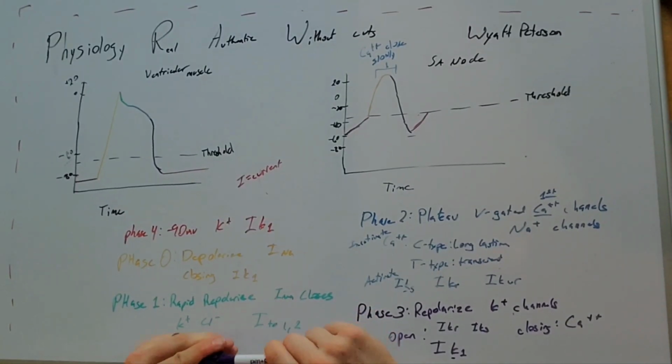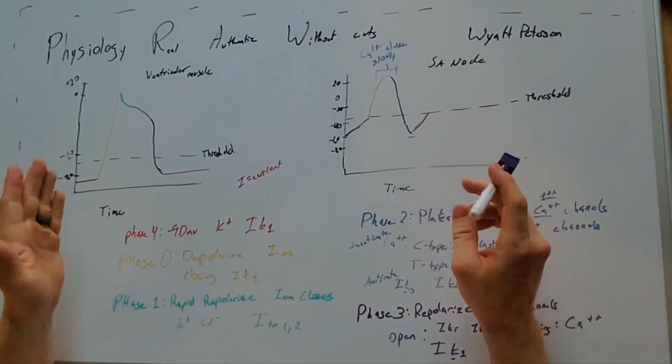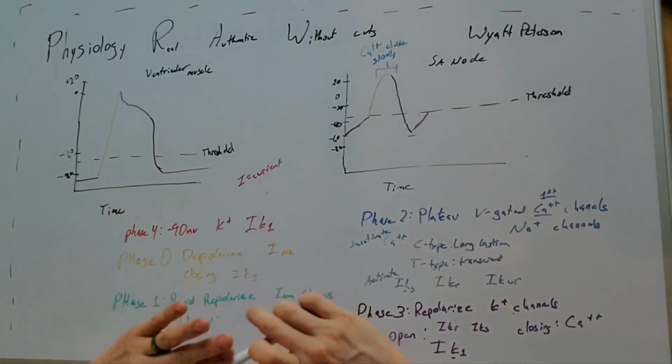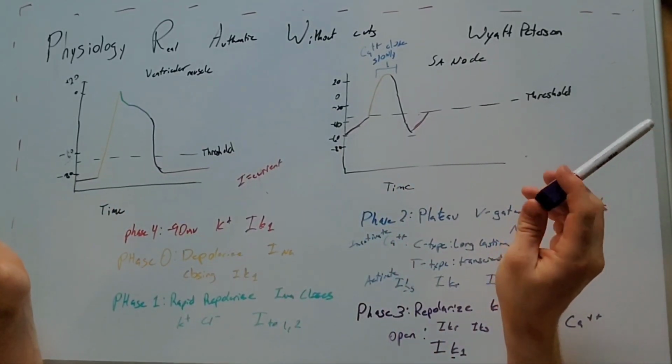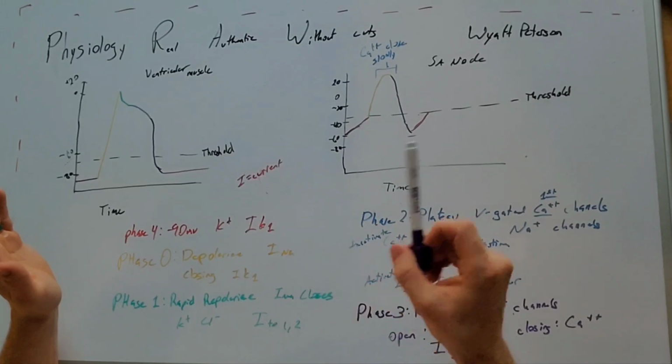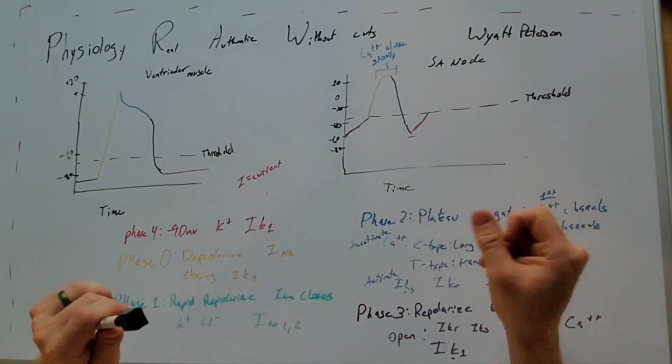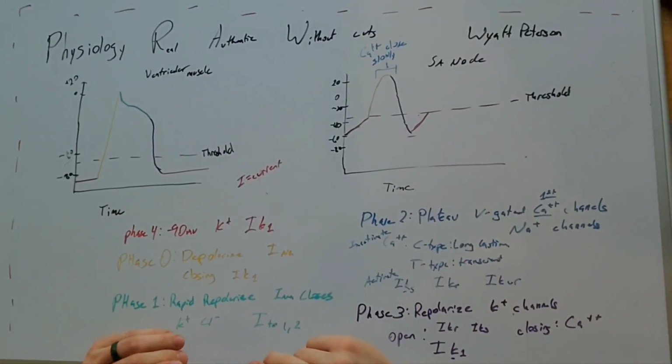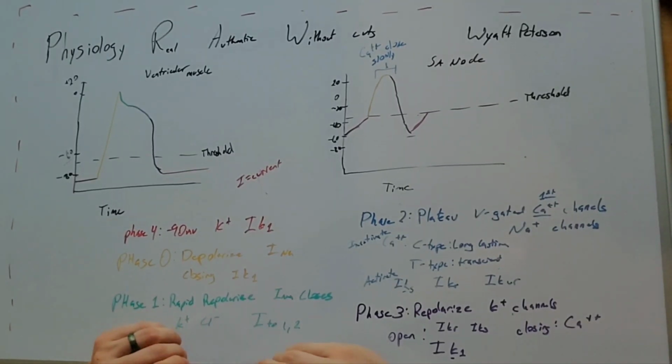And also notice that there is no hyperpolarization. So these cells aren't designed to be hyperpolarized. Once they get a new signal, they want to be able to react to it because it's the heart. There's no point in having hyperpolarization. Okay, I think that covers that.